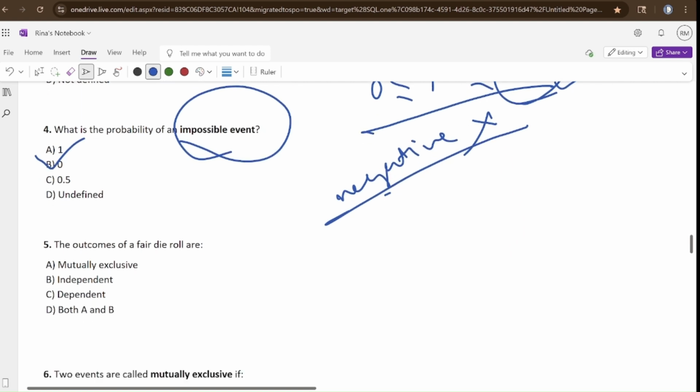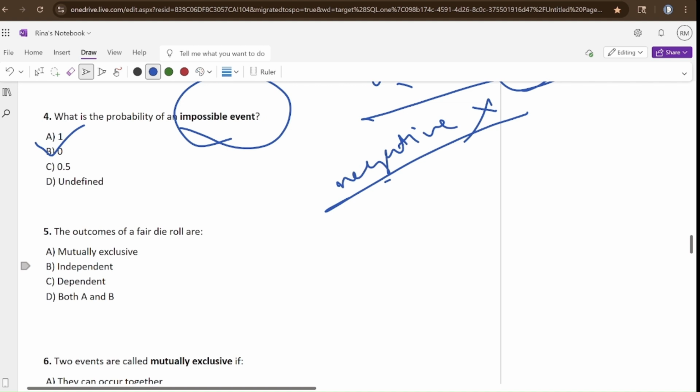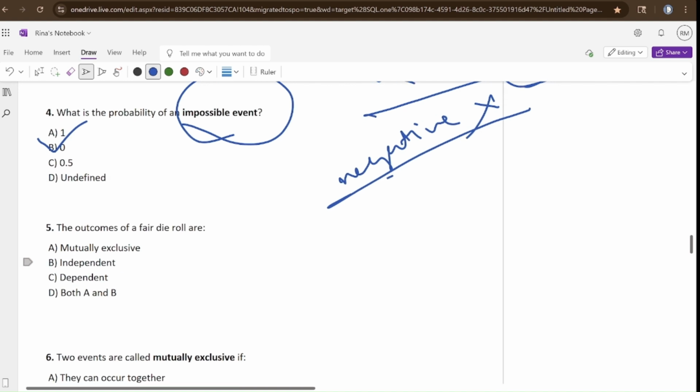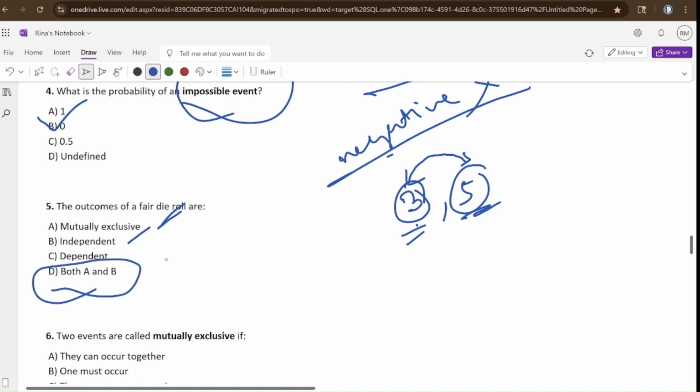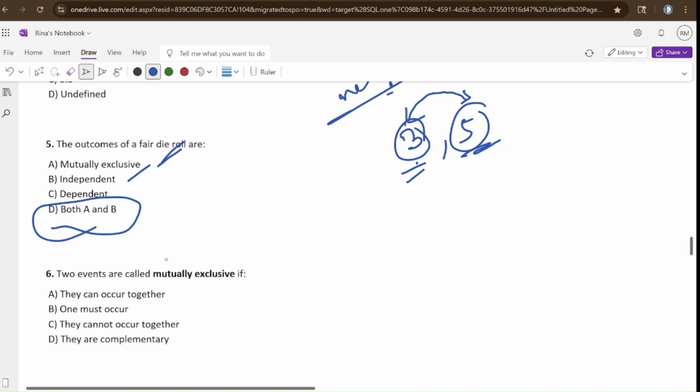Now the outcomes of a fair die roll. What is the outcome of a fair die roll? Is it mutually exclusive? Yes, if you roll a die, let's say the outcome may be 3. Next time the outcome may be 5. Any event is dependent on other event? No, not at all. So it is mutually exclusive. Independent? Yes. It is not dependent on this one. So this is independent also. So the answer will be both A and B. Fine. What is independent event?